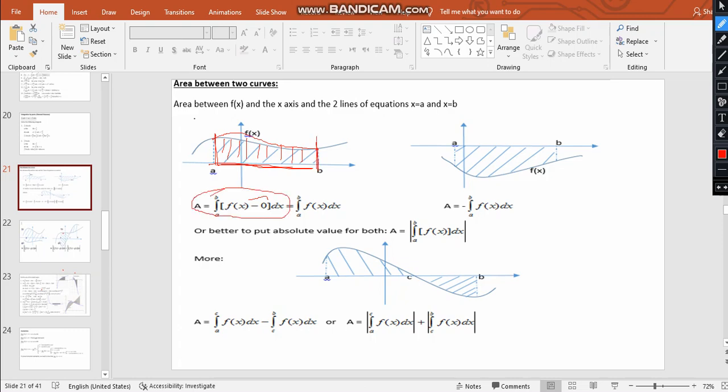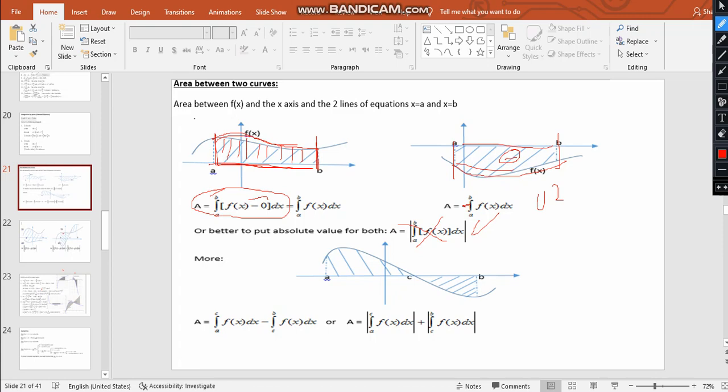If you have it down, since here it is negative below the x-axis, I put integral from A till B of f of x minus 0. I want y to be positive, so minus f of x. Or you can put directly absolute value, but I don't advise to put absolute value. If above the x-axis, f of x; if below, you put minus before to be positive, because area is always a measure in square units and must be positive.